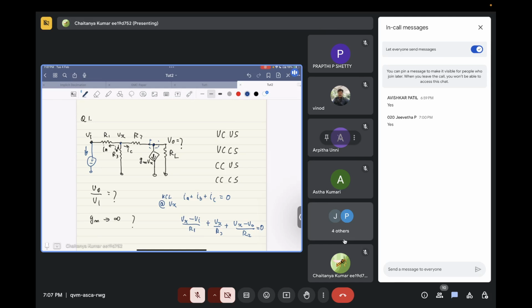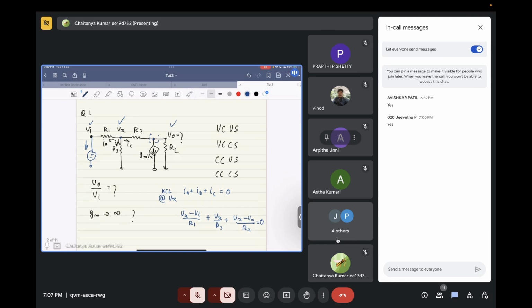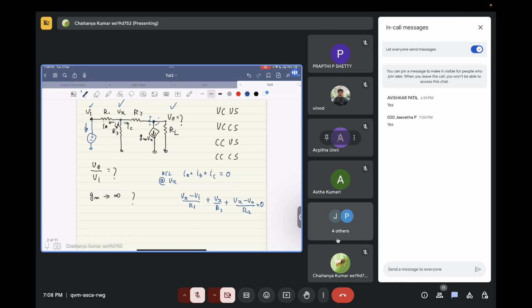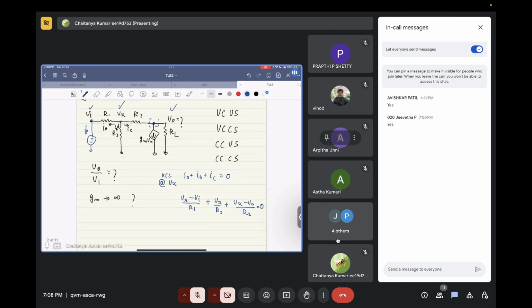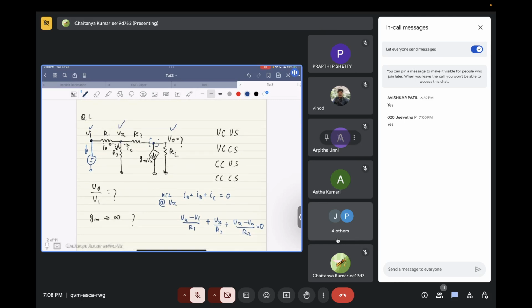And how many unknowns are there? Vi is known, right? Vi is the input voltage, and for that itself you need to find out what output you will have. So Vi is known. There are two unknowns, Vx and V naught. At Vx you have written KCL. The other place where you can write KCL is V naught. So you will have two equations, two unknowns. You can solve this. So help me write: how many currents are flowing out of the node V naught?